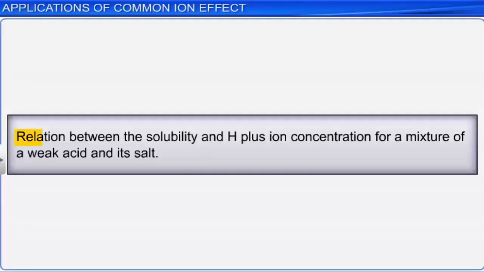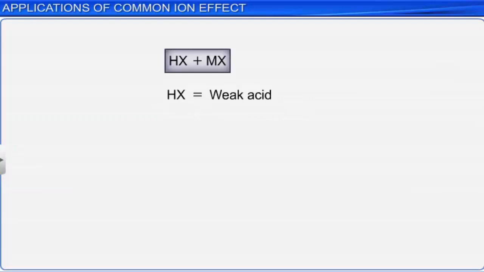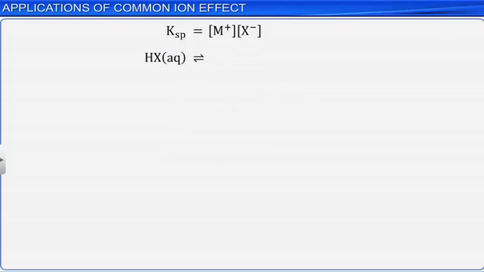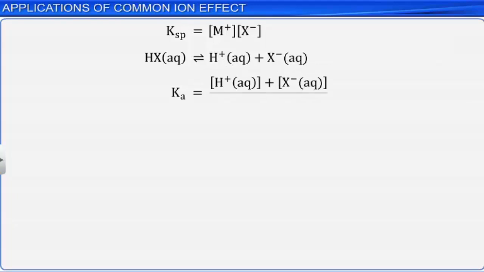Now, let's derive a relation between the solubility and H+ ion concentration for a mixture of a weak acid and its salt. Let's take a mixture of weak acid HX and its salt MX. MX ionizes to give M+ ions and X- ions. Then Ksp is equal to the product of molar concentration of M+ ions and X- ions. HX ionizes to give H+ ions and X- ions. Then Ka is equal to the product of molar concentrations of H+ and X- divided by HX concentration. On rearranging the equation, we get X- divided by HX equal to Ka divided by H+.